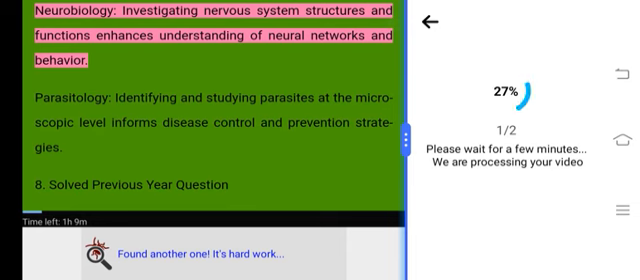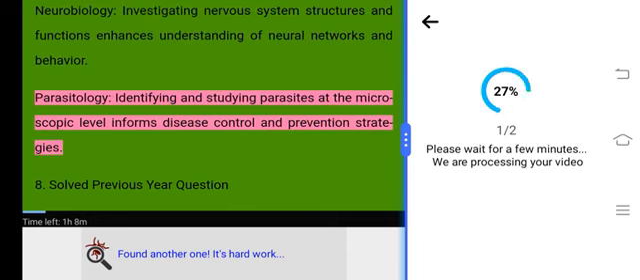Neurobiology, investigating nervous system structures and functions enhances understanding of neural networks and behavior. Parasitology, identifying and studying parasites at the microscopic level informs disease control and prevention strategies.